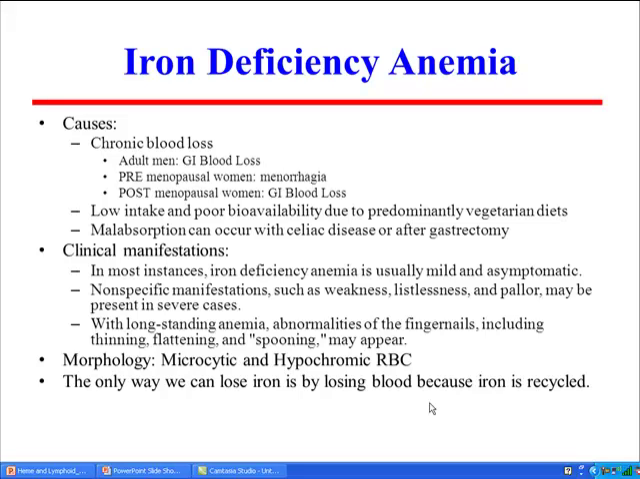Okay, so if you were to look at red blood cells in a patient with iron deficiency under a microscope, the red blood cells will be microcytic and hypochromic. So really the only way we can lose iron is by losing blood, because iron is not recycled.